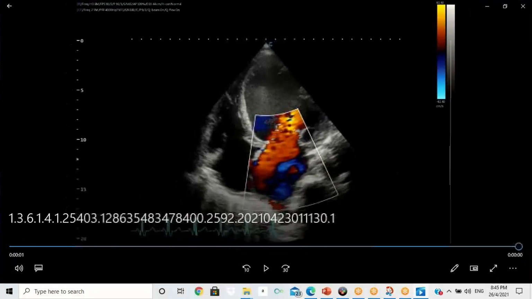Again, it's the color. It's very impressive.